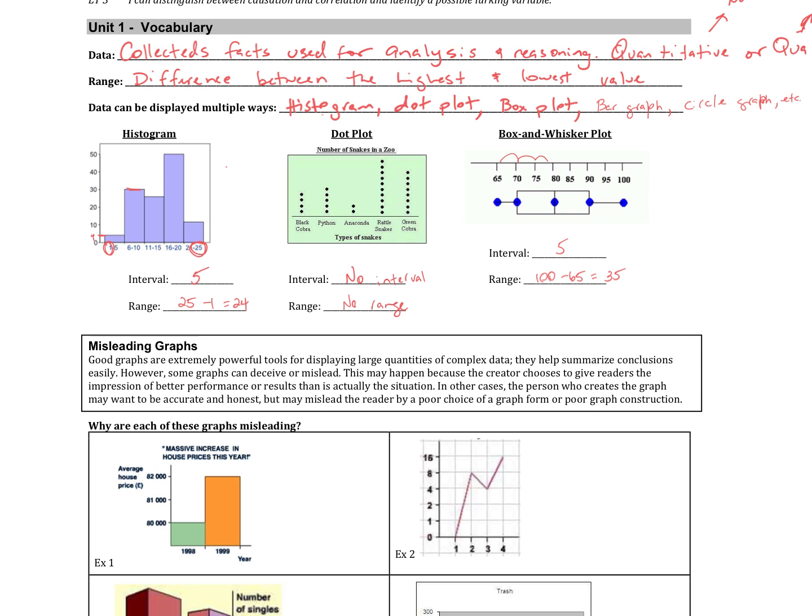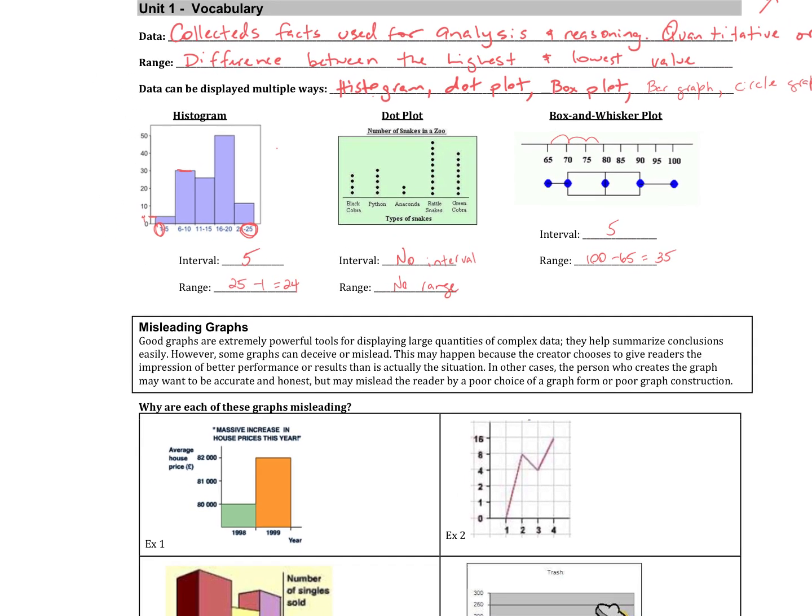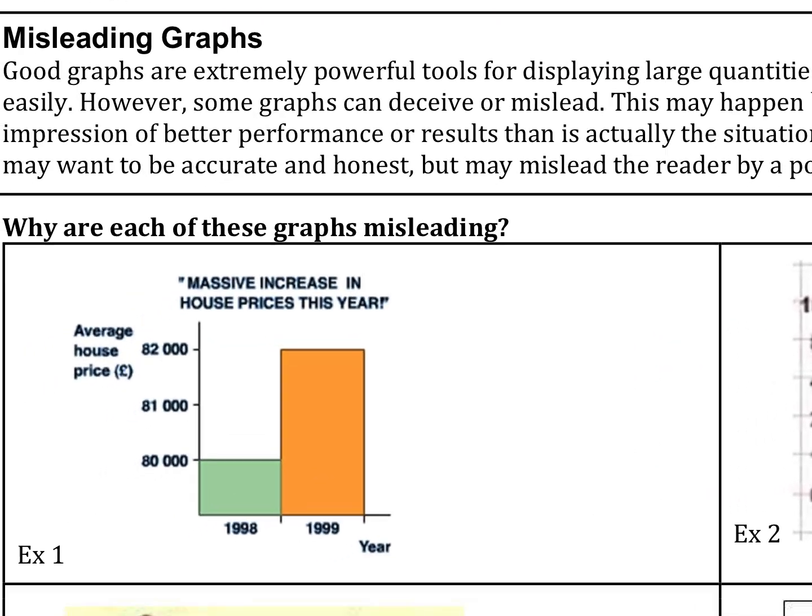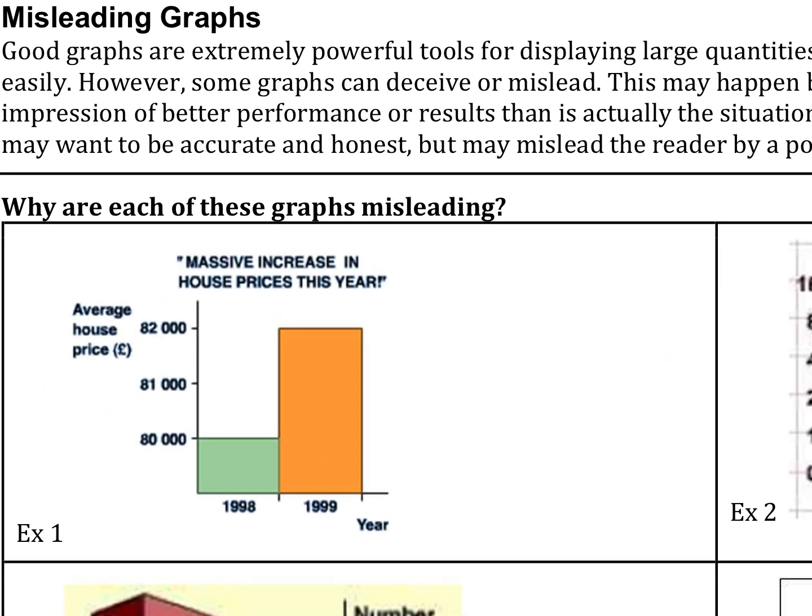So let's take a look at some different graphs and see if we can recognize why it might be misleading or not. So let's look at this first graph. If we look, it's a bar graph, and we're talking about the increases in house prices. In 1998, we have this short little bar that shows that there was an $80,000 increase in house prices that year. And then a year later, we can see there's a bar that's more than double. So this bar is more than double the previous bar.